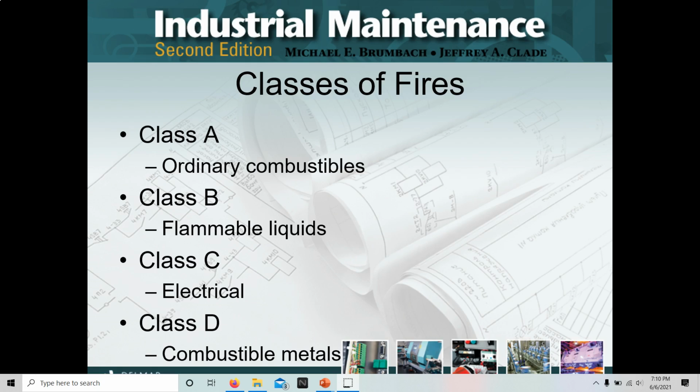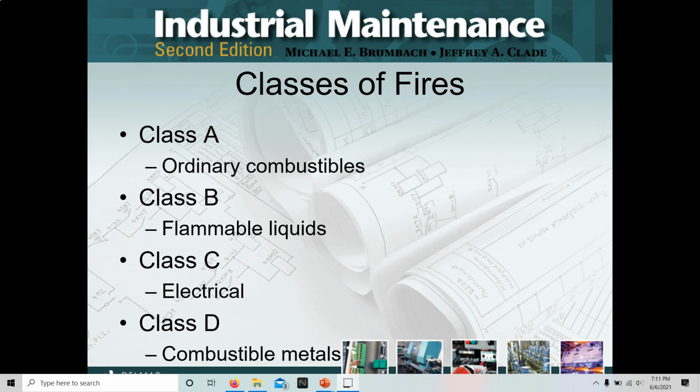So Class D. Class D is combustible metals. Yes, there are metals that burn. Aluminum happens to be one of them. Aluminum will burn. If you do any blacksmithing, you'll also know that all metals will burn, but aluminum will burn. Magnesium burns quite well and very, very hot, I might add. Sodium burns. Sodium is a metal. It reacts with water. You see a problem with this. So they have their own extinguisher, and that is a Class D extinguisher.